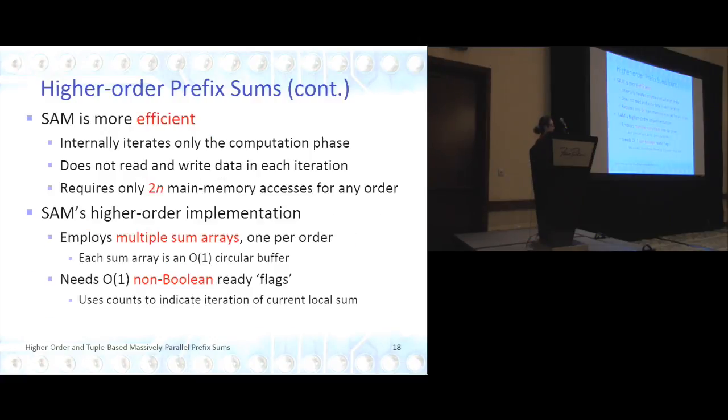Okay, so now let's see how SAM does this. SAM does it very efficiently. We don't need to iterate the whole algorithm over and over again. We only iterate internally, and that's why we don't need to read and write data in each iteration, and still we have 2n memory references, and that's why our algorithm is efficient. The difference between the conventional prefix-sum and the higher order prefix-sum is that in the higher order, we have a non-Boolean flag array that shows which order we are working on. That's the only difference, and also we have to iterate internally.